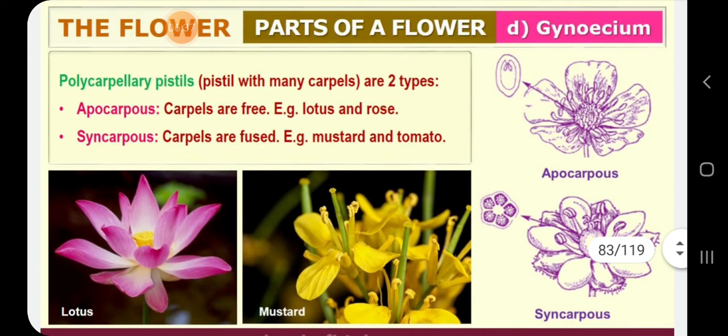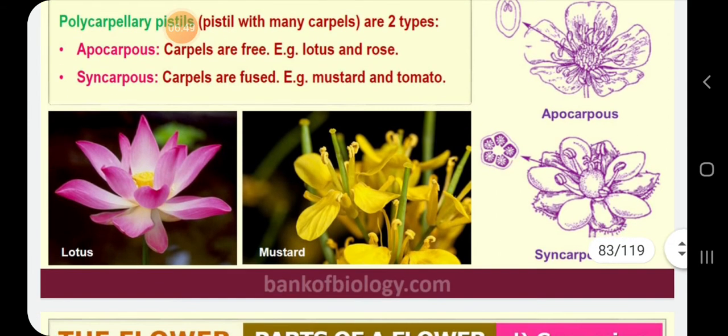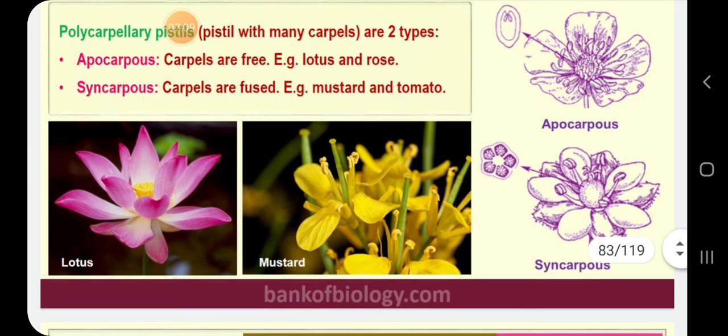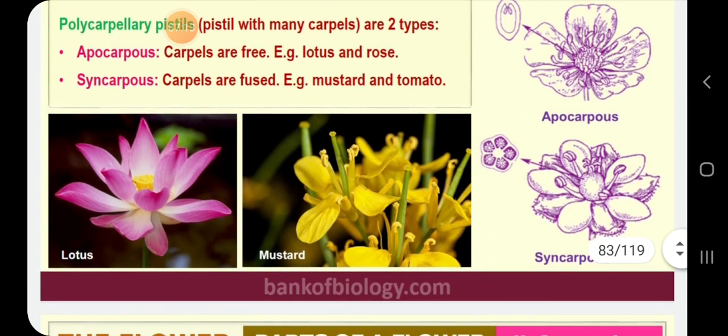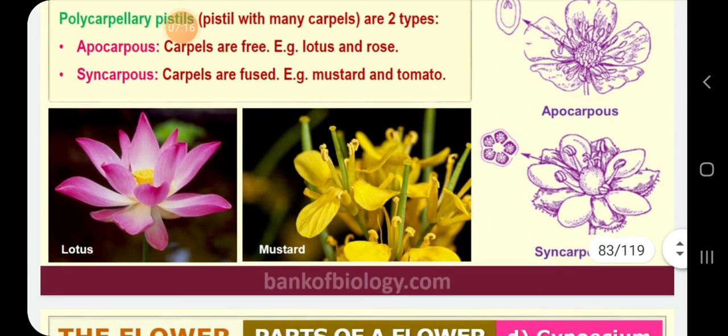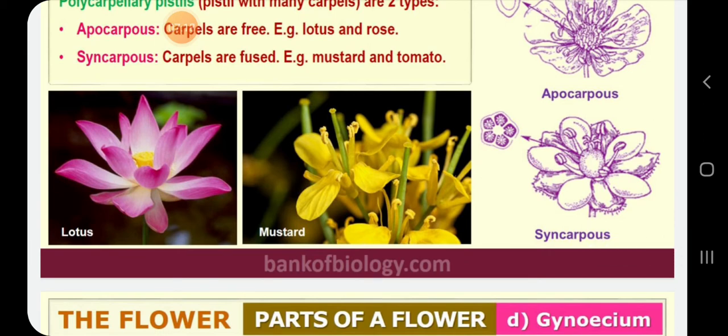Now the gynoecium can be polycarpellary. Pistils with many carpels are of two types: apocarpous and syncarpous. Apocarpous is when the carpels are free and not fused with each other, as in lotus and rose. Syncarpous means the carpels are fused, for example in mustard and tomato. In tomatoes, you can see so many seeds, because the carpels are fused.